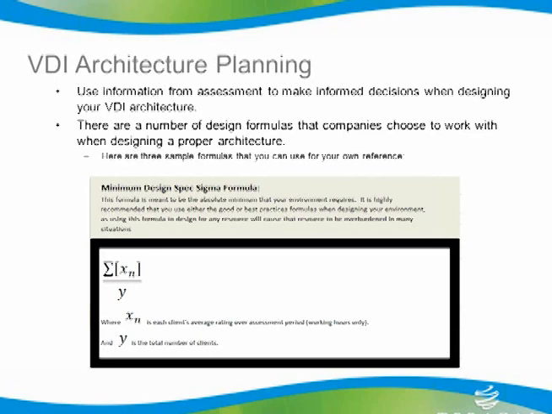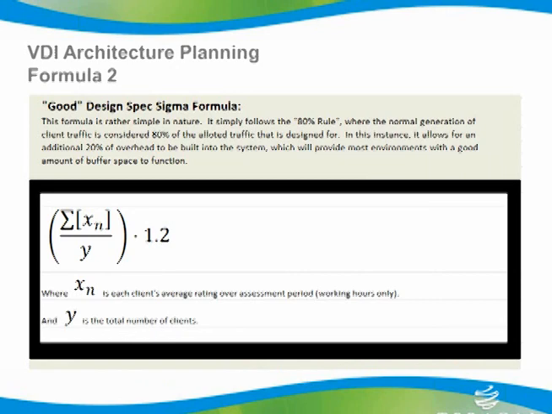This is a very simple formula. This is an average of averages. So this is going to tell you what your absolute bare minimum needs to be. Next up, Formula 2. I love Formula 2. This is a formula that I've used, including many of its variants, many, many times over. It's called the Good Design Spec Sigma formula.